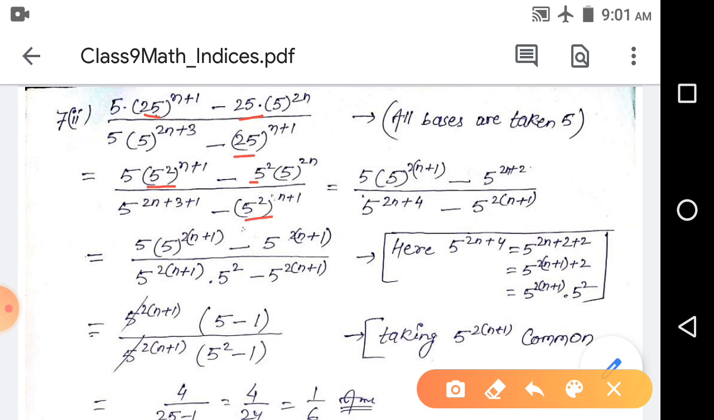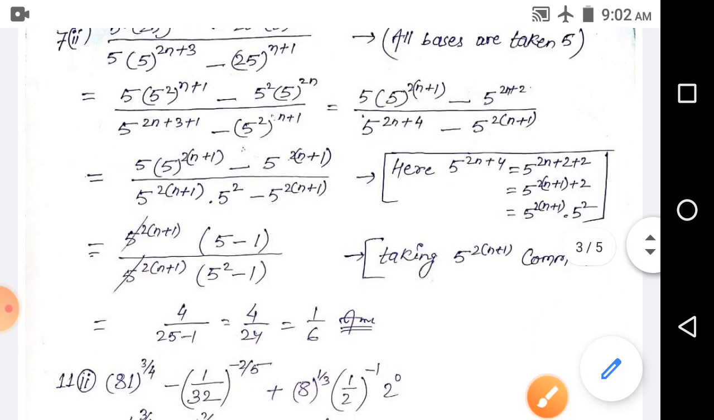Then see, here we have 5 into 5 to the power 2, these powers are multiplied, okay, so 2 into 2n, 2 into n plus 1, and here it is also 5, those powers are added. See, 5 into 5 to the power 2n, 5 square into 5 to the power 2n, so the powers are added, 2n plus 2. Here also the powers are added, you can easily understand, 2n plus 3 plus 1, because here we have 1 as power, and for this 5 square, this 2 and this n plus 1 are multiplied, so this is 5 to the power 2 into n plus 1.